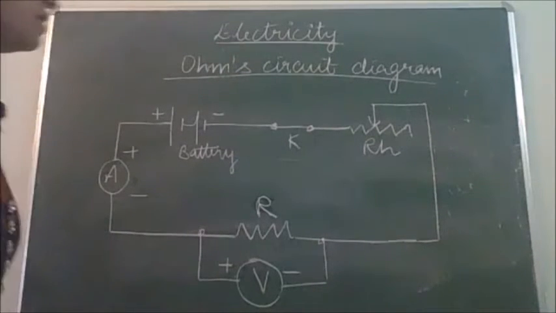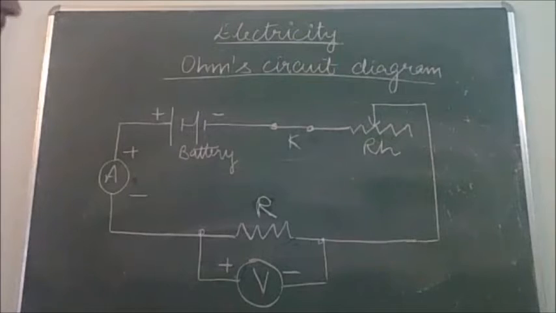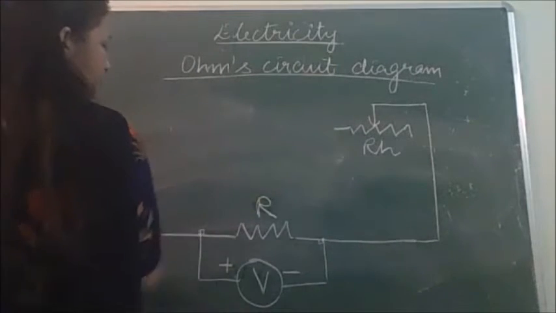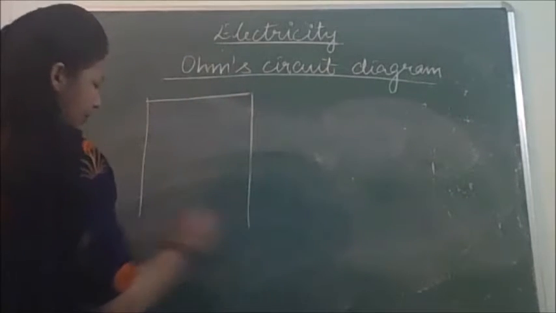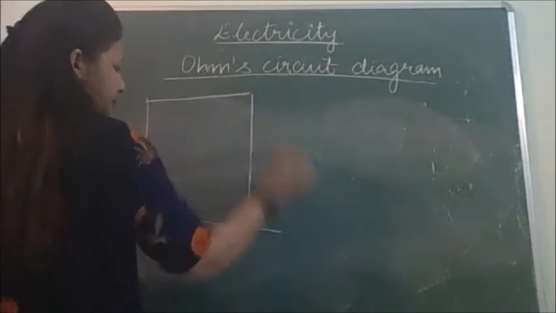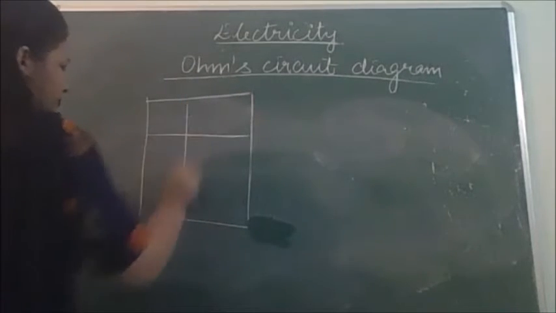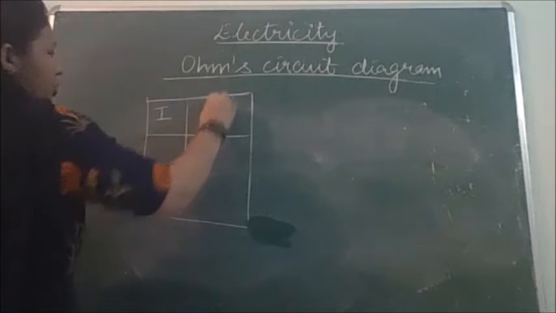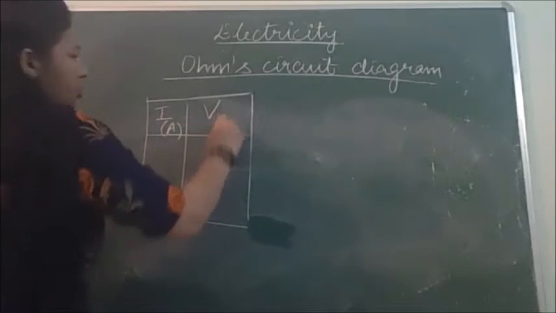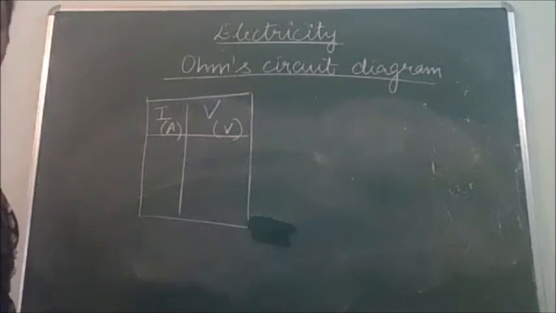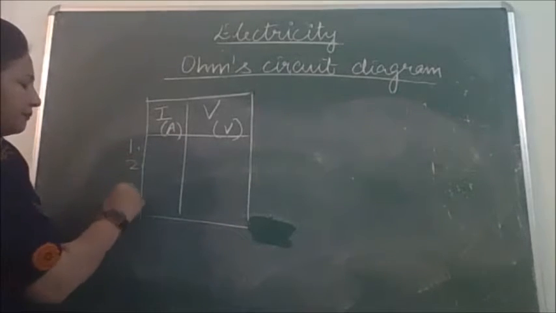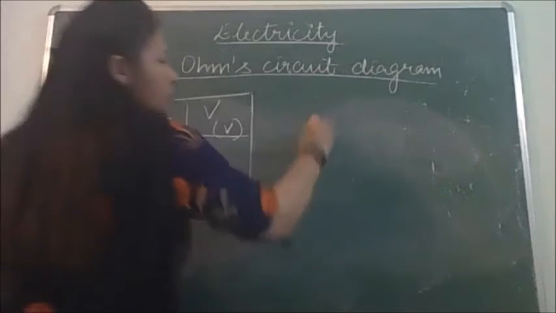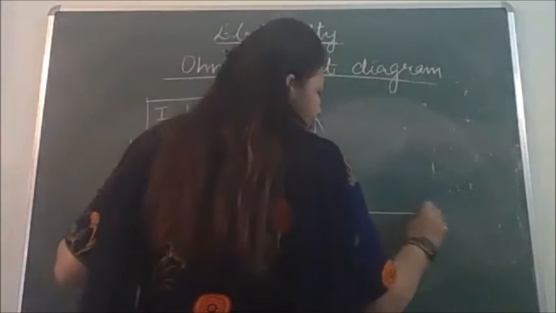Okay, so we take 3 readings and we prepare a table. We prepare a table here of current and potential difference. Current in ampere, potential difference in volts. Alright, so we note down 3 readings. With the help of those readings, we plot a graph.